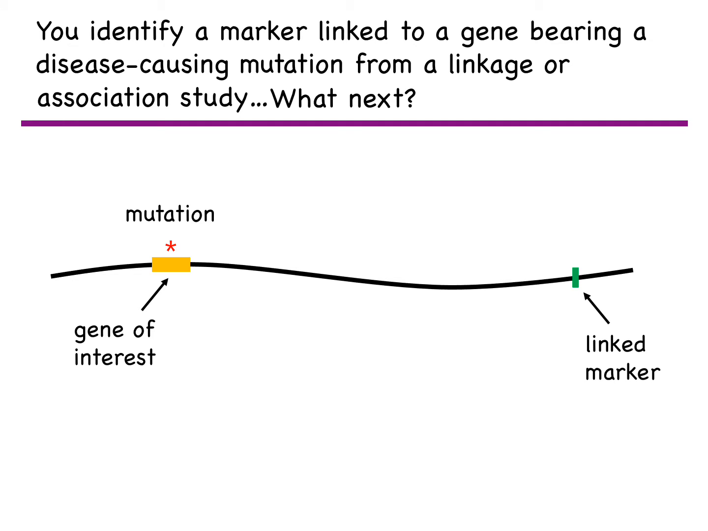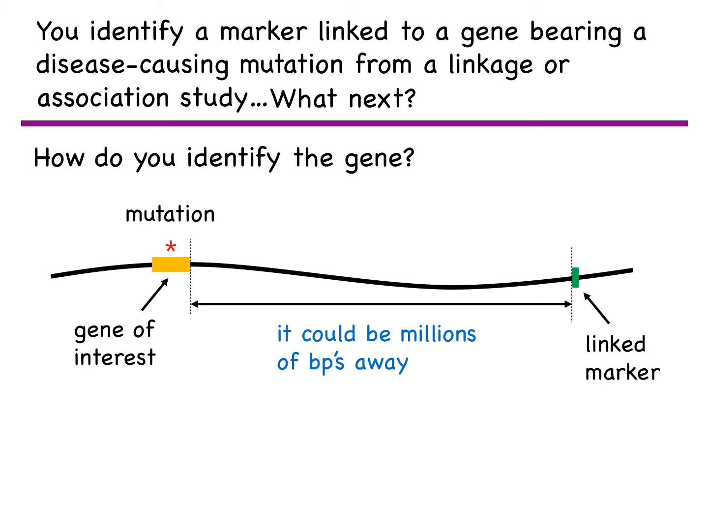What do you do next? Basically, how is it that you would use this information to identify the gene of interest? It could be that this linked marker lies basically millions of base pairs away from the gene of interest. So you could still be a long ways away from the gene of interest. You're much closer than if the gene could be anywhere in the genome. You've gotten it mapped down to a fairly small interval, but you could still be millions of base pairs away.